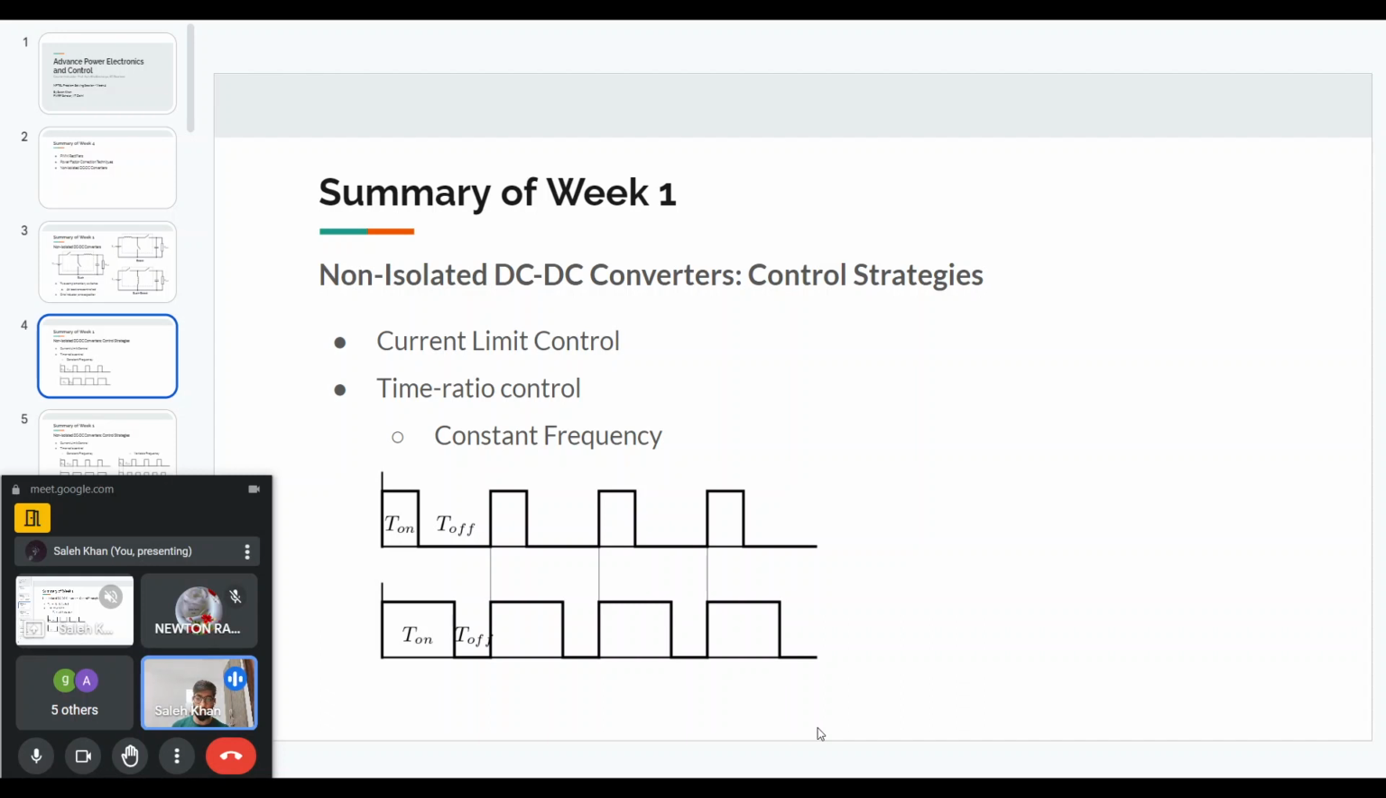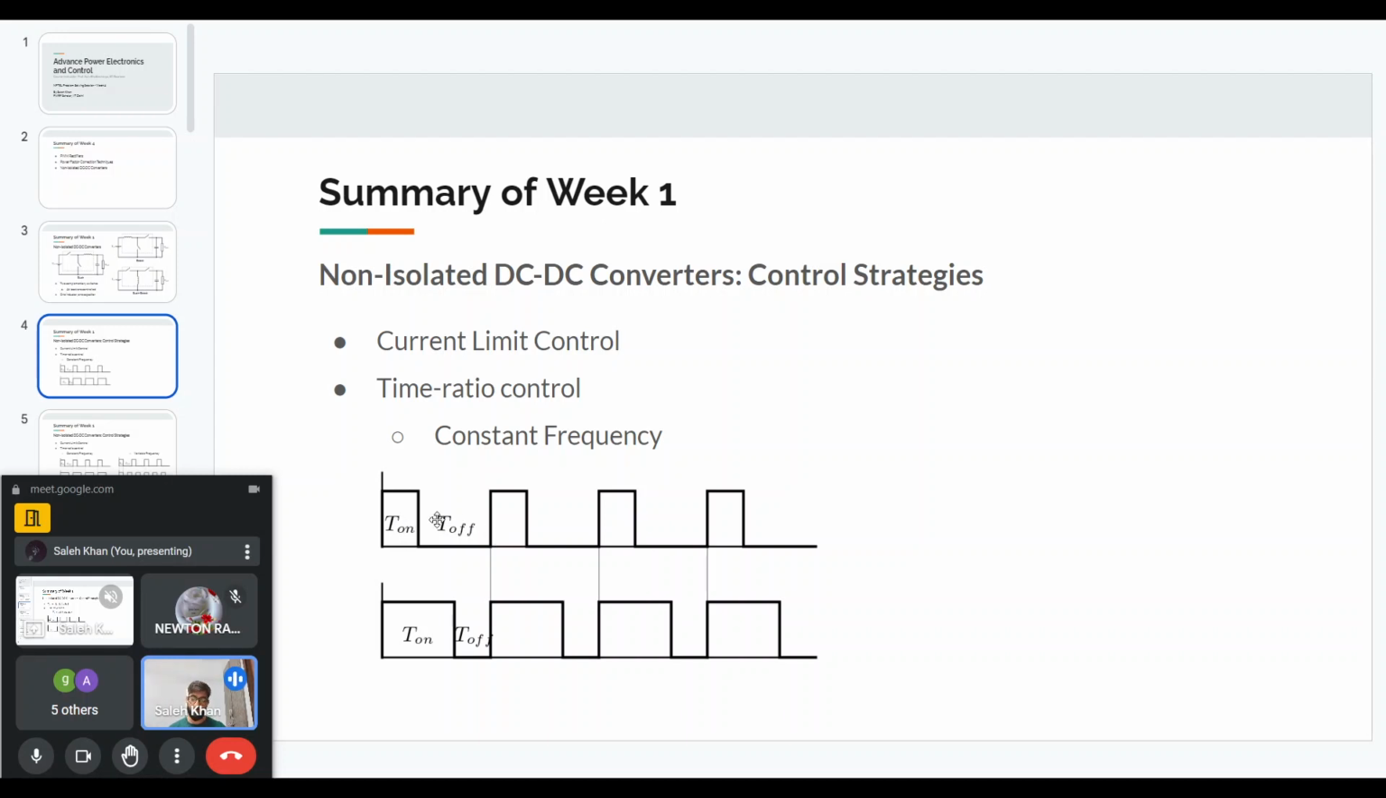In time ratio control, we can have two options. One is constant frequency control. The switching time is the time between two successive turn-ons of the switch. For example, here at 0, I'm turning on a switch, and then after some time, I'm turning on the switch again. This time is the switching time, and the inverse of that will be the switching frequency.